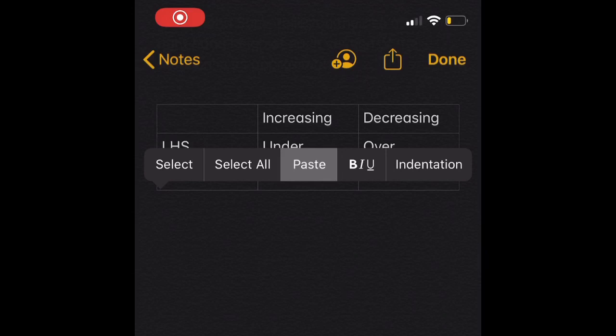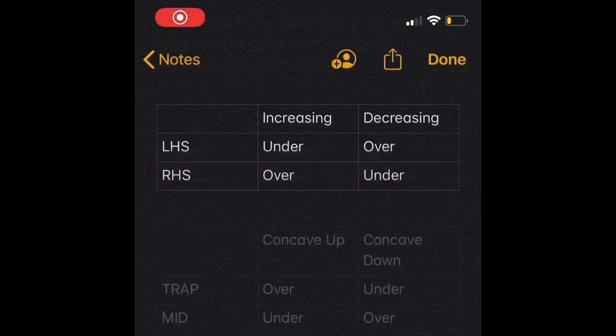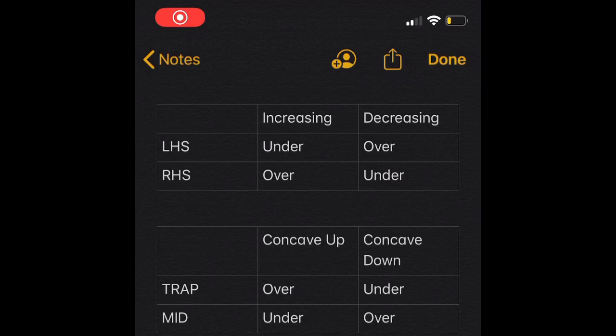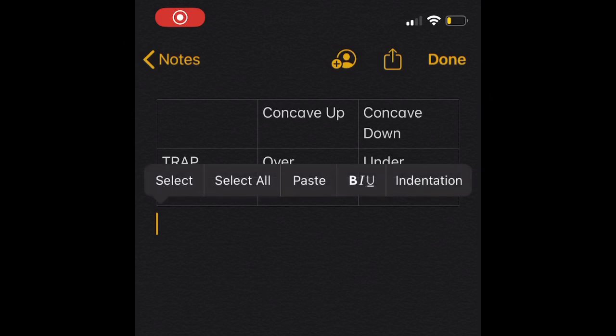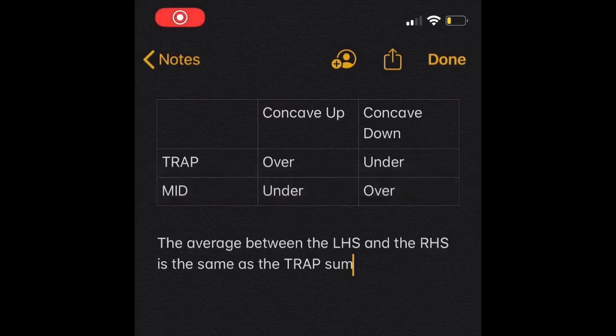When a function is concave up, the trapezoidal sum overestimates and the midpoint sum underestimates. When a function is concave down, the trapezoidal sum underestimates and the midpoint sum overestimates. The average between the left-hand sum and the right-hand sum is the same as the trapezoidal sum.